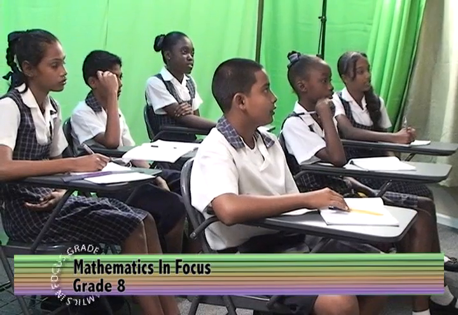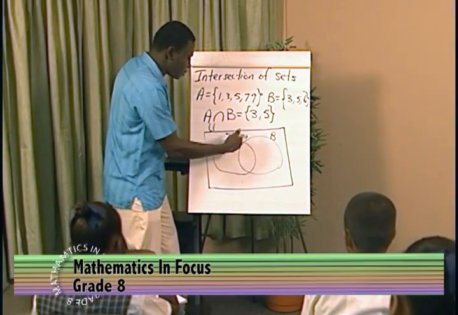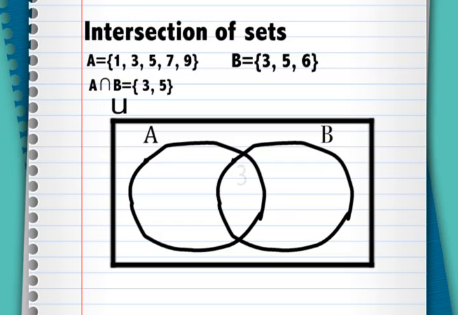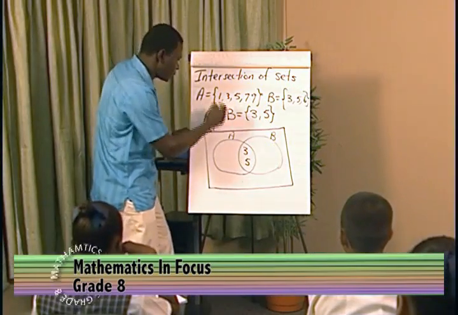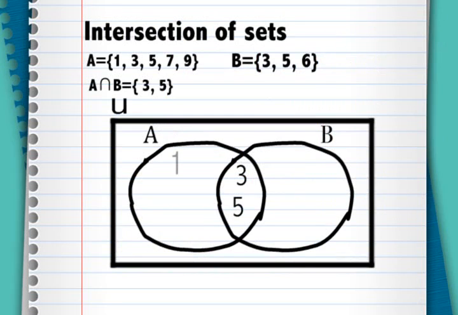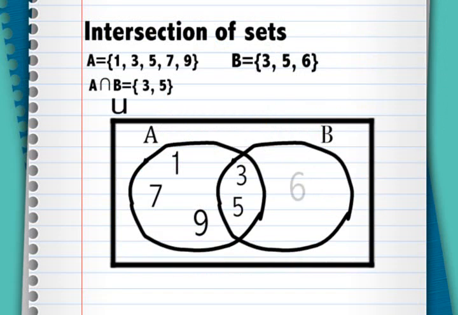Anybody who looks at the diagram will know that these elements are both in A as well as B. So we list 3 and 5. What do we do with the other elements of A? We put them in the set A. And what are those elements? 1, 7, and 9. And the set B? 6.